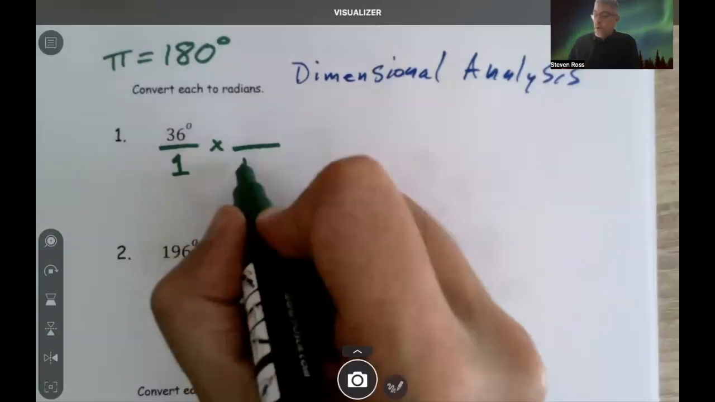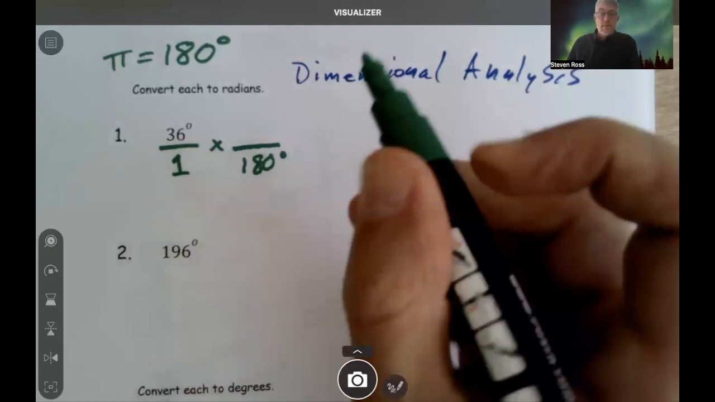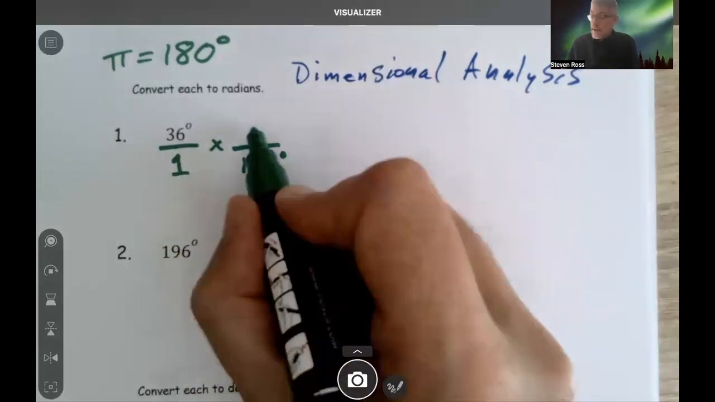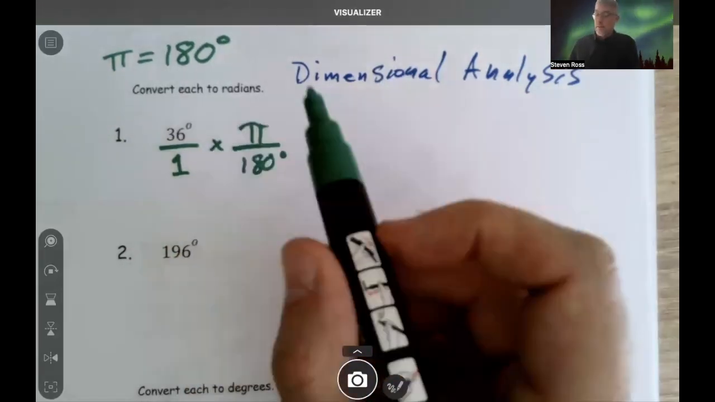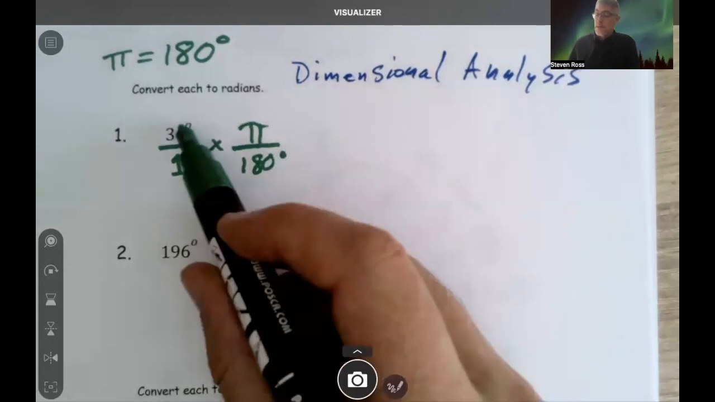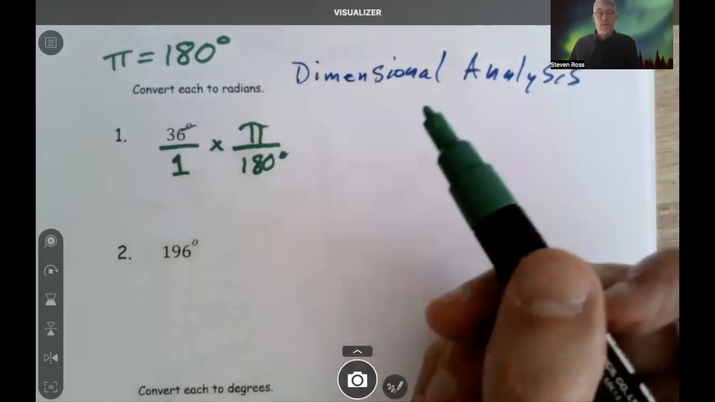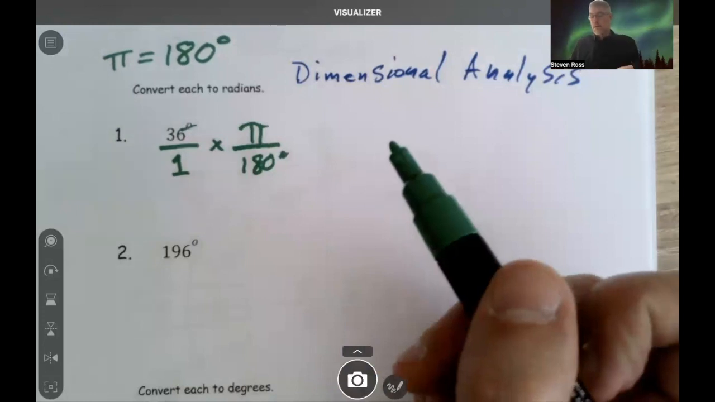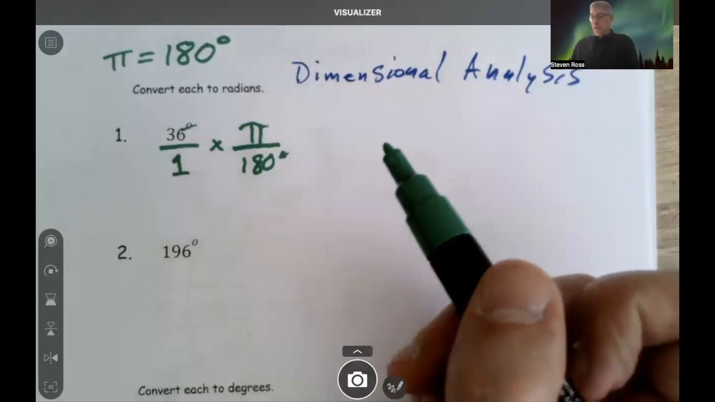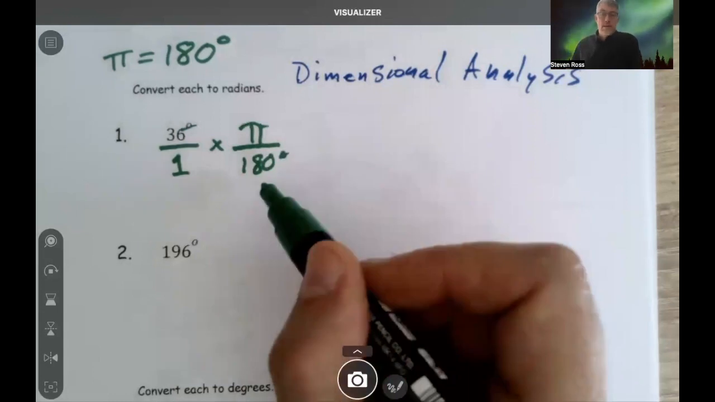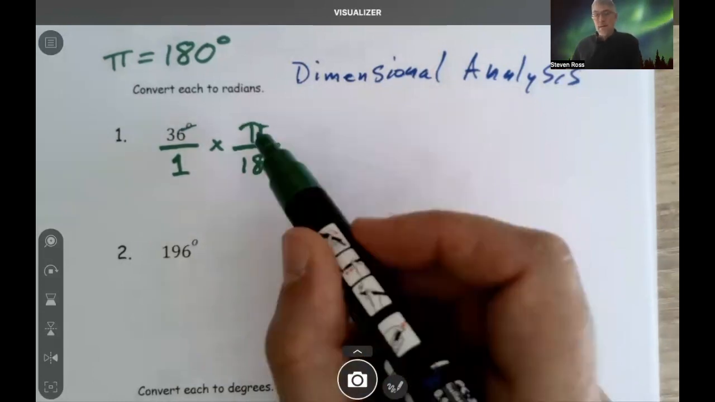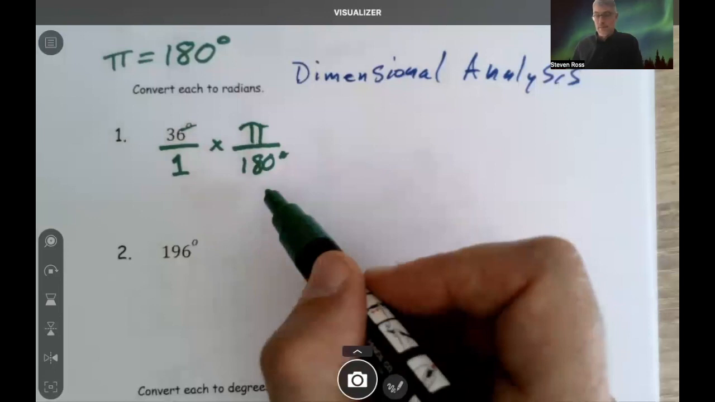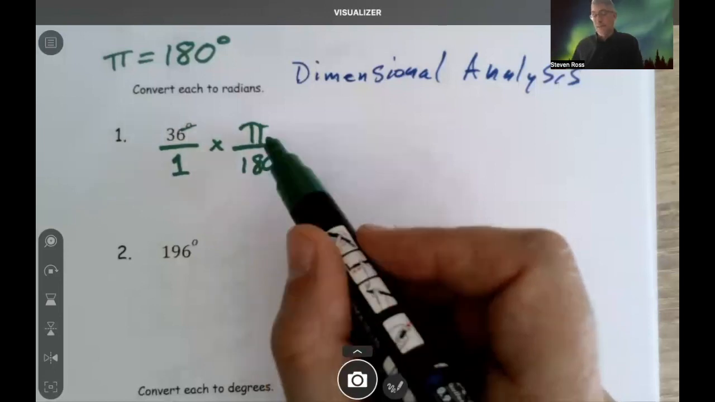And I'm going to put 180 degrees here, and I'm going to put pi in the numerator. What that allows me to do is cancel the units of degrees. So I cancel the units of degrees. I call this the one trick, because actually pi radians is equal to 180 degrees.